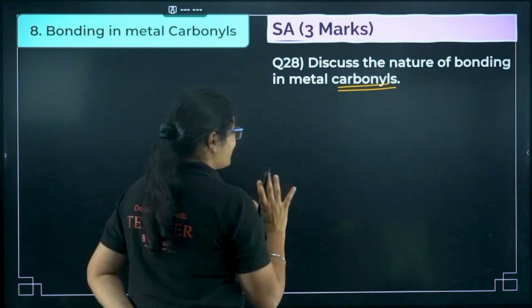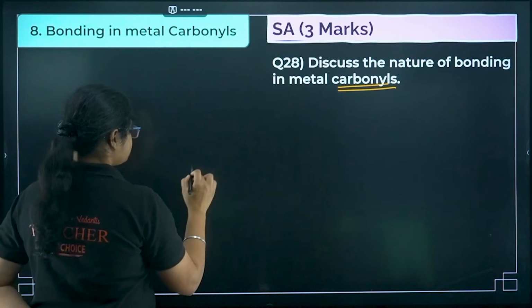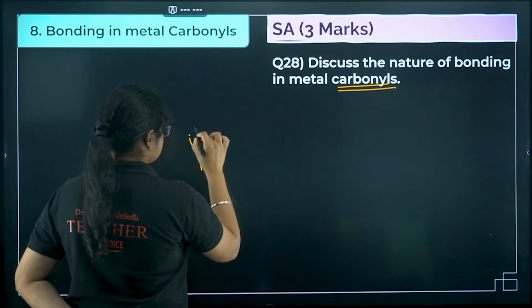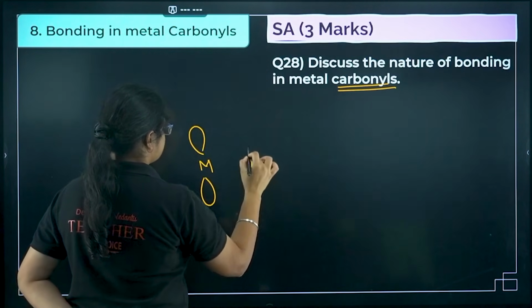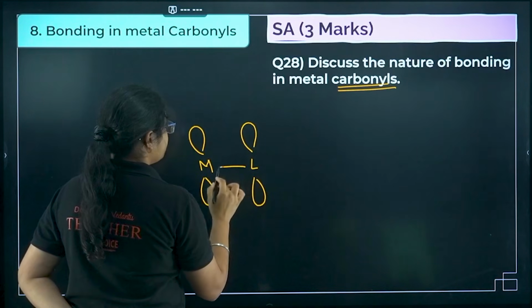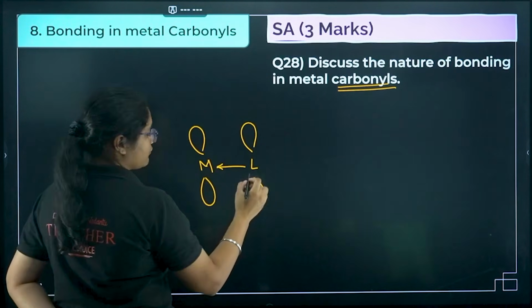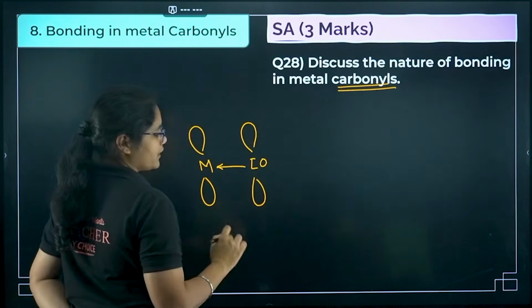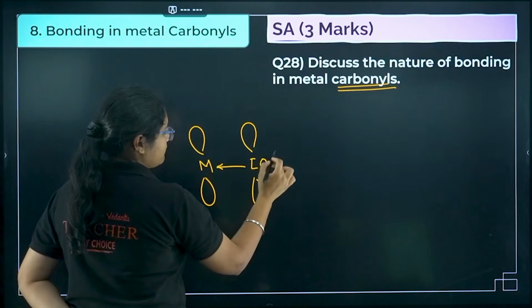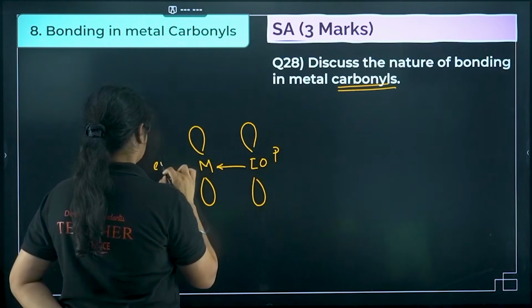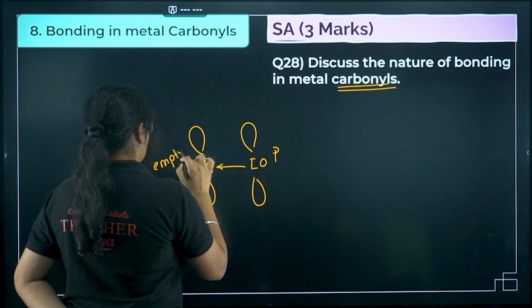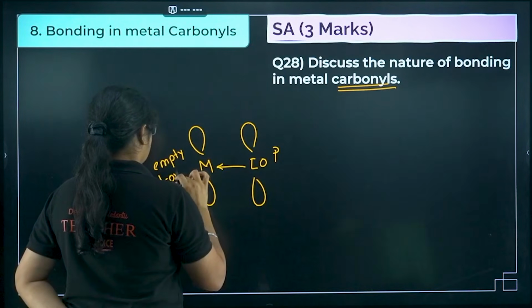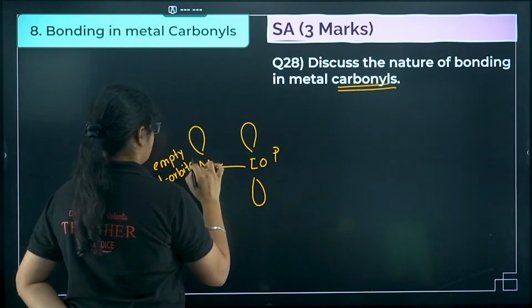Now, what are the orbitals involved here? I'll explain like this. Suppose this is the metal orbital and this is the ligand orbital. The ligand, here CO, will donate from its p orbital to the empty d orbital of the metal, from p orbital to empty d orbital.